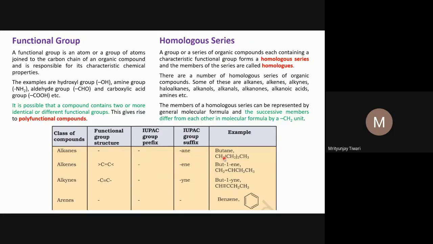As well as, what is very important is that there is only a single bond between different carbon atoms, and so these alkanes are also called saturated hydrocarbons. So only single carbon bonds exist in all kinds of alkanes.